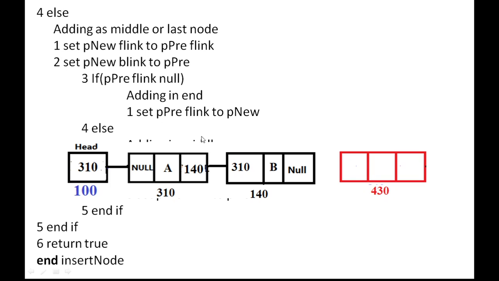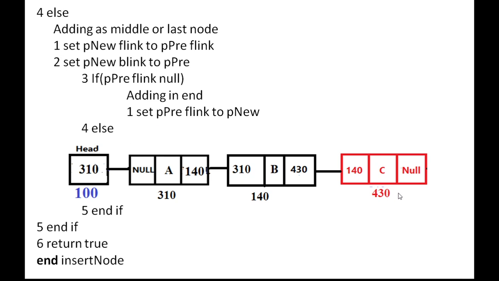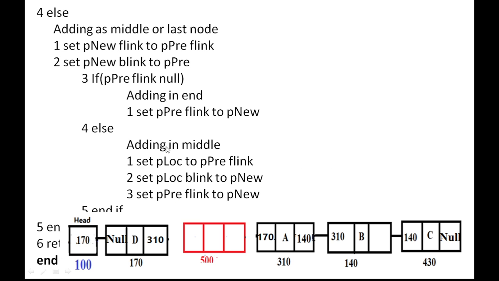Okay, so that is what we are going to do, and we have already partially completed these steps. So we have already done p new of forward link to p pre of forward link. Okay, so this has been assigned with the null, so this null is actually copied into this, so it has become null. And similarly, set p new of b link to p pre, so this has been assigned with the 140. What is left is only changing this one, so p pre forward link to p new, and now it becomes like this. So we have inserted at the end.